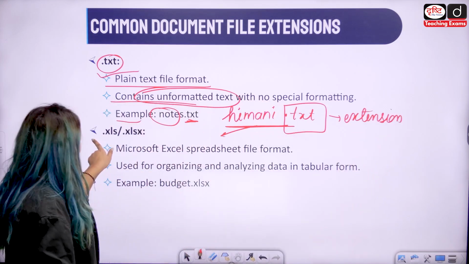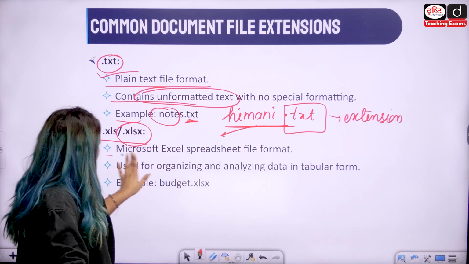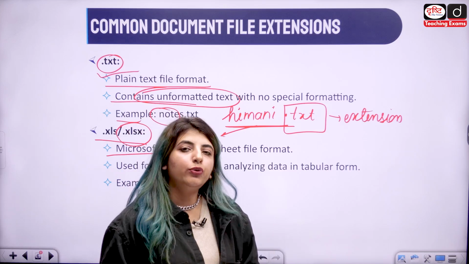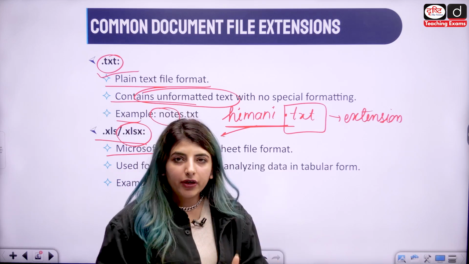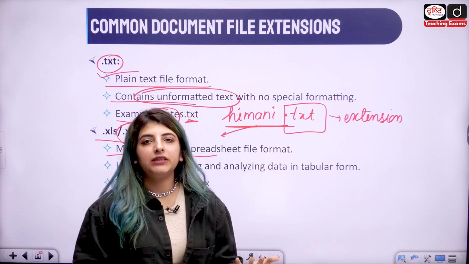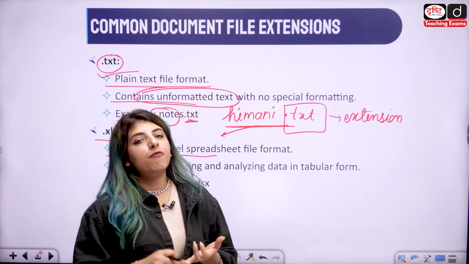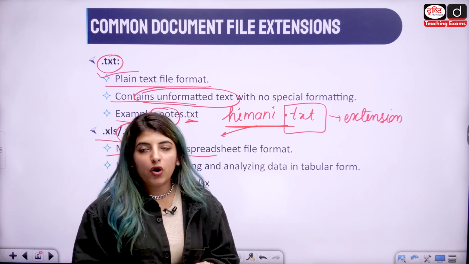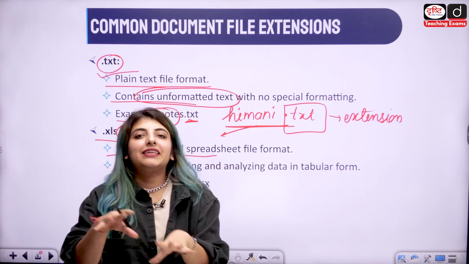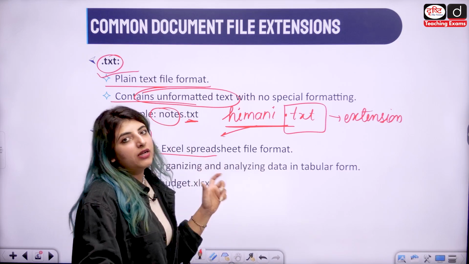Correct? Then we have the next one, XLS or XLSX. This file is for a Microsoft Excel spreadsheet. Now, Excel is generally used for formatting things in a tabular format when we want to arrange data. Let's say I have 50 students in a class, and I want to maintain records of how many of them were present every day, how many appeared for the tests, and how many are aged below 18. Through Excel formatting, I can arrange the same data in the form of columns and rows.